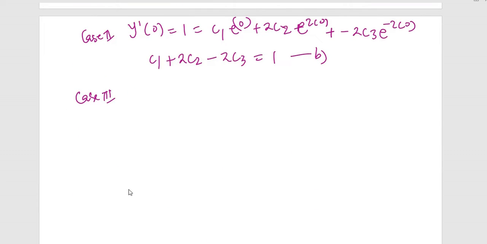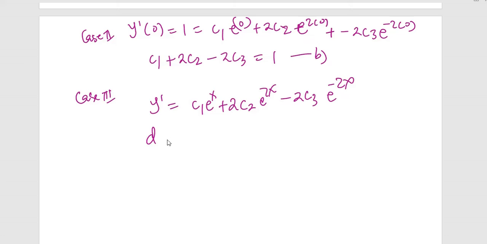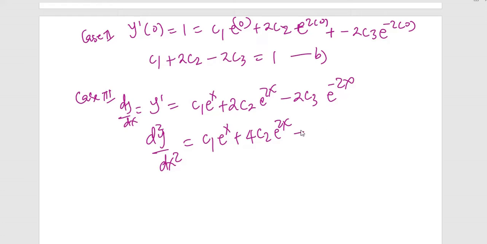So it means I already have y prime equal to c1 exponential of x plus 2c2 exponential of 2x minus 2c3 exponential of minus 2x. So I differentiate this one again. It will be d2y/dx2, because this is dy/dx equal to that. So d2y/dx2 is equal to c1 exponential of x plus 4c2 exponential of 2x, and this is going to actually be plus 4c3 exponential of minus 2x.